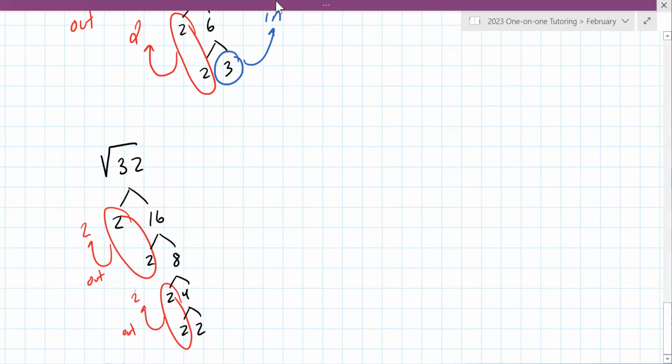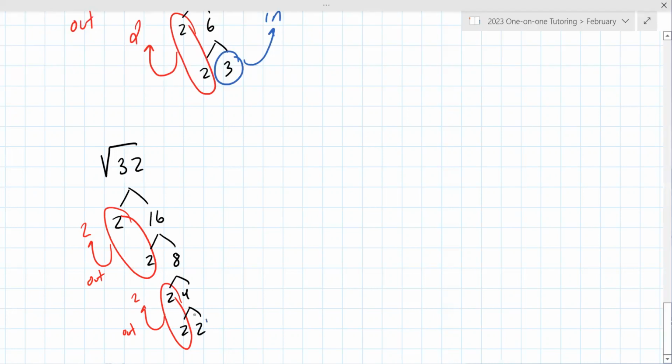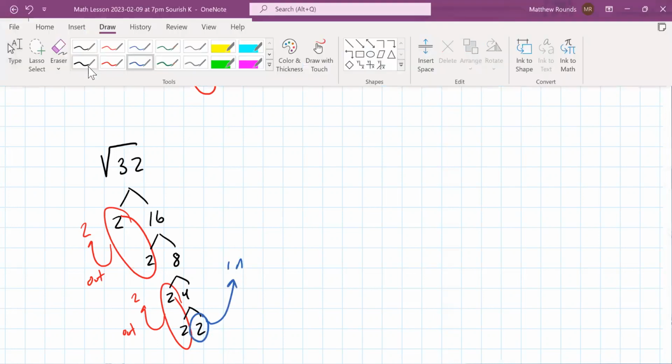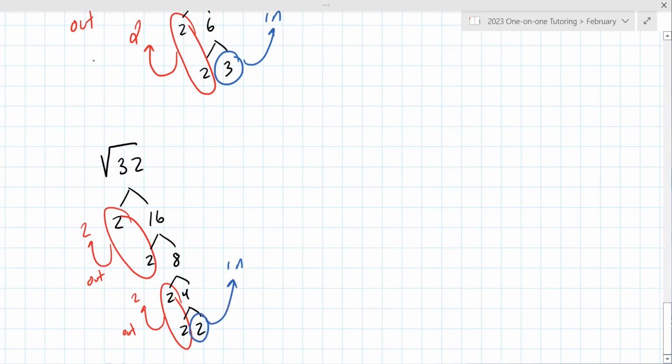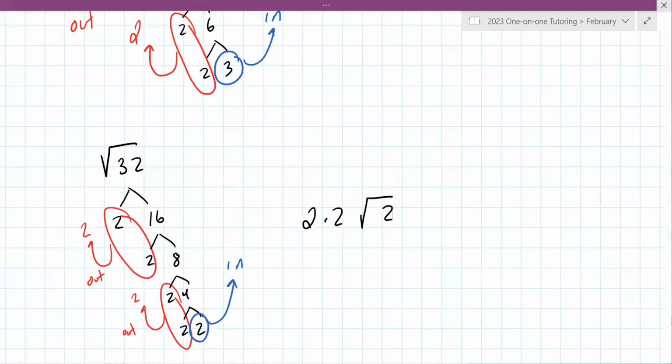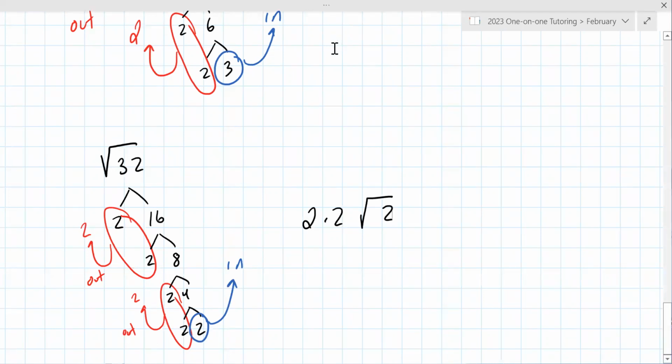What's left over? What stays on the inside? 2 and 2 on the outside and a 2 on the inside. 2 in the square root. So it's 4 square root 2. Yep, that's right.